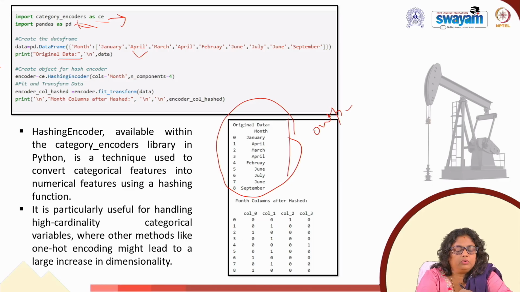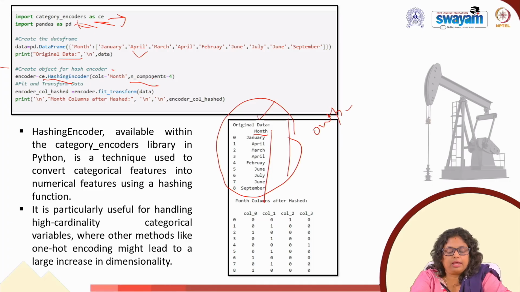Okay, now we wanted to see the month column after hash. So what we have to do is create an object for hash encoder. So encoder we have initialized equal to ce from the category encoders, that is the alias name I'm using, ce dot HashingEncoder. Okay, that's the one. And what we wanted to do is against the month column. So this is the month column. I wanted to do the hash encoding, and n_components, how many components or buckets I wanted to have, I wanted 4. So n_components equal to 4: 1, 2, 3, 4.